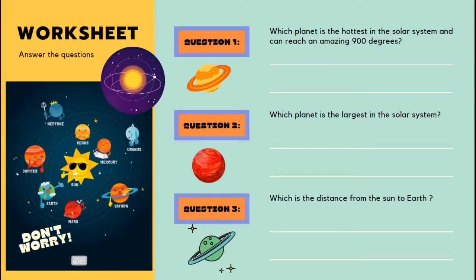Question number 1. Which planet is the hottest in the solar system and can reach an amazing 900 degrees?